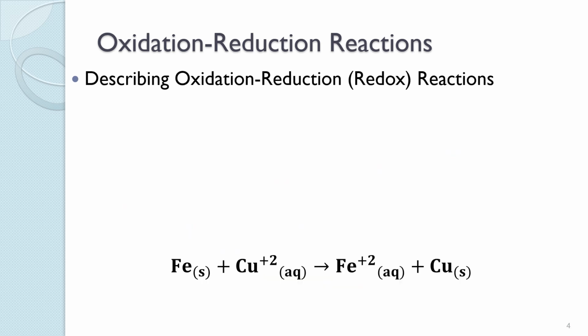All right, so let's look at an example. In this case, this is kind of a simple equation. The iron metal starts with an oxidation number of 0 and goes up to +2, so the iron is being oxidized. And then the copper is going from +2 down to 0, so the copper is being reduced. The oxidation, again, is loss of electrons. Iron has lost 2 electrons to become +2. Copper has gained 2 electrons to go from +2 to 0.